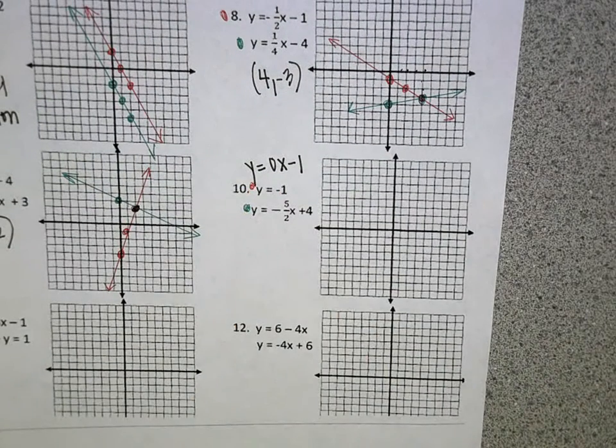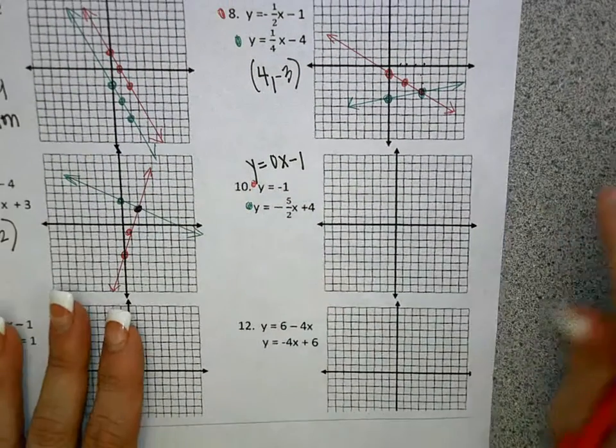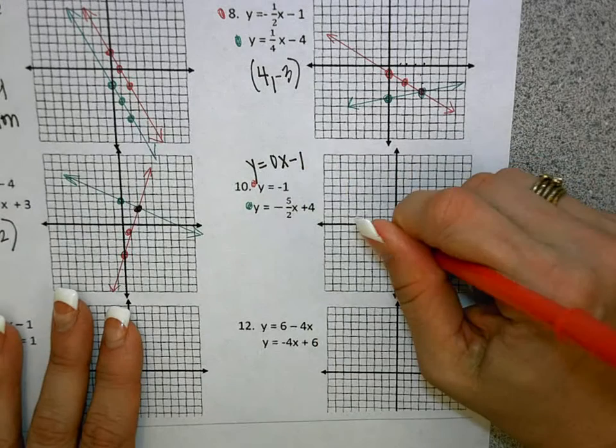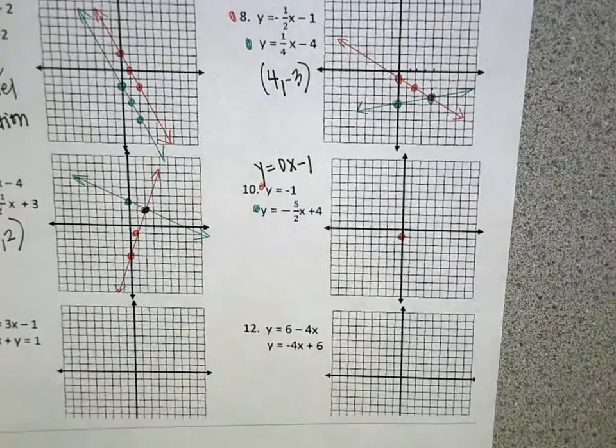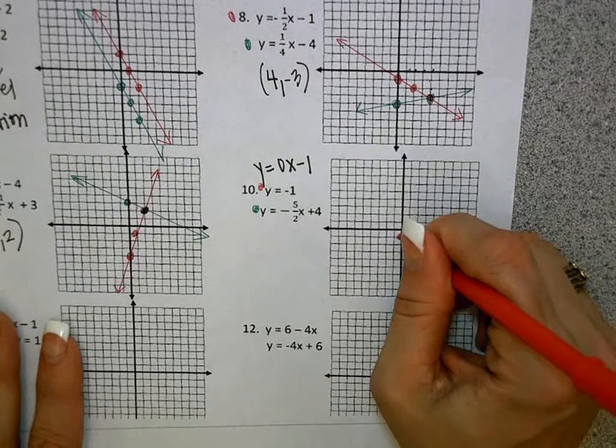So what's your y-intercept here? The -1. How do I move to get to the next point? You didn't move, just 0 over 1. Literally, up 0 over 1.